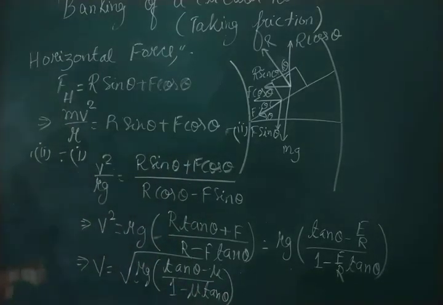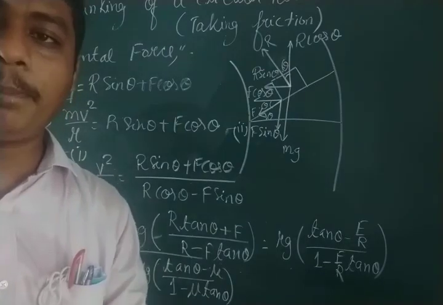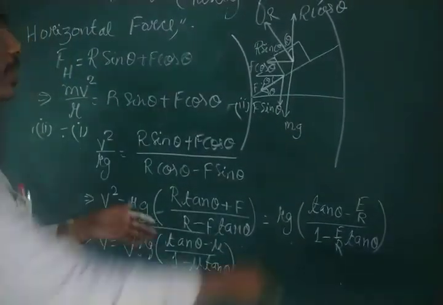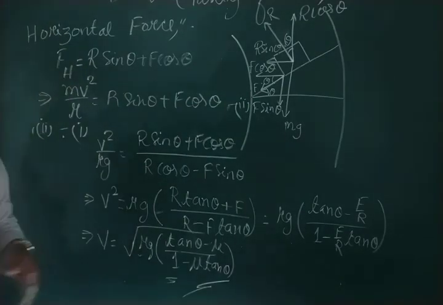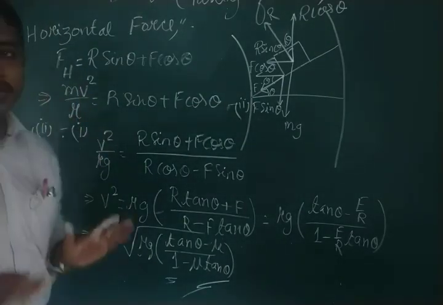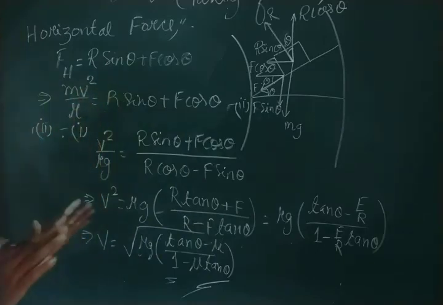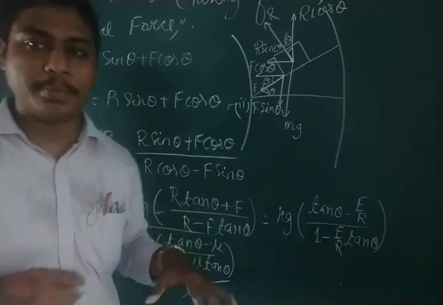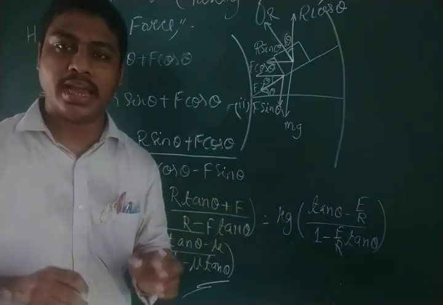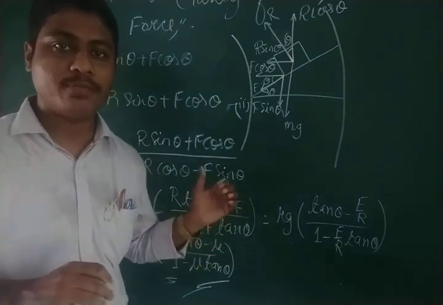So this is the required speed with which a car will move safely on the banking of a road. So this is the minimum speed required. Okay, so in this chapter we have covered up to this topic only. In the next class I'll be starting the new chapter, work, energy and power. So we have finished this chapter.